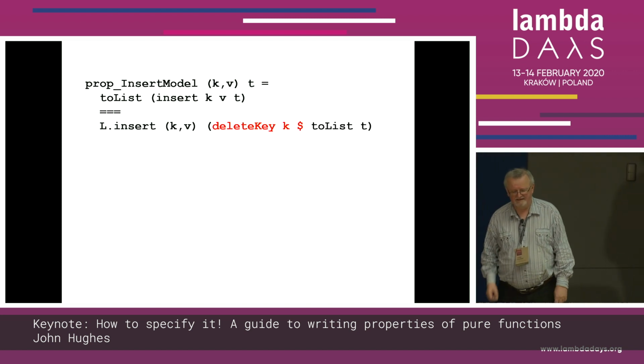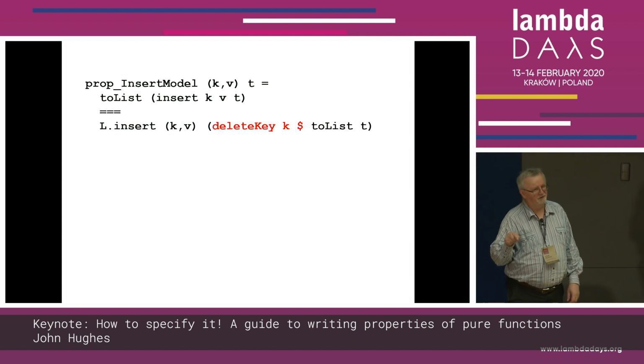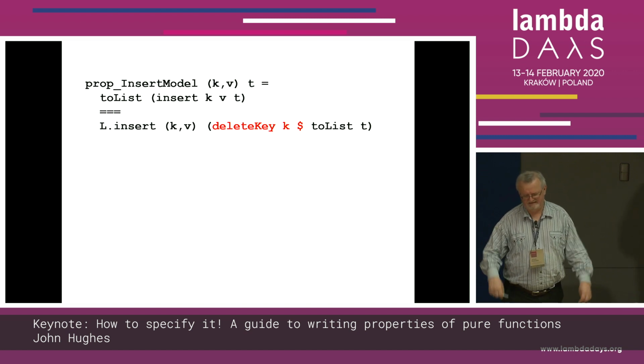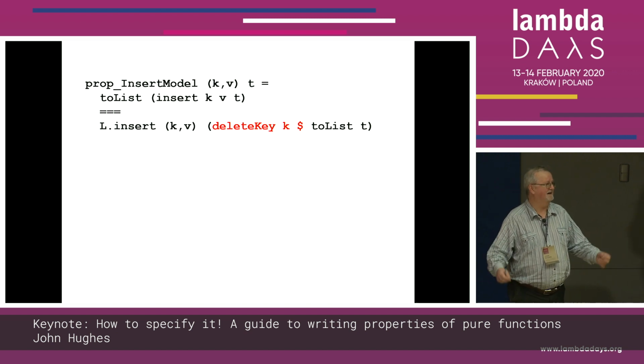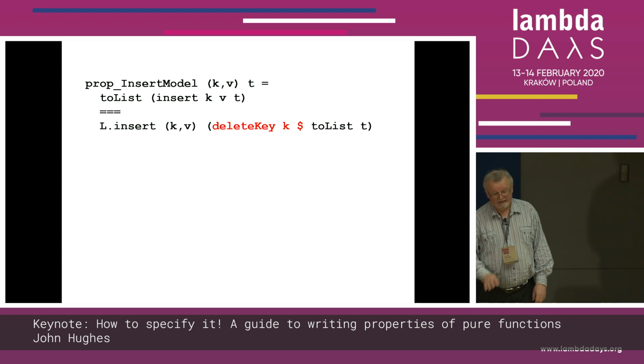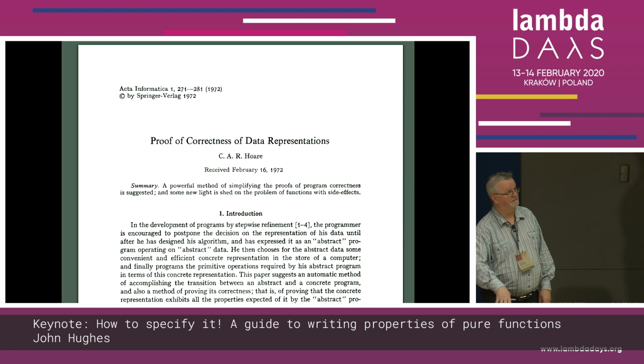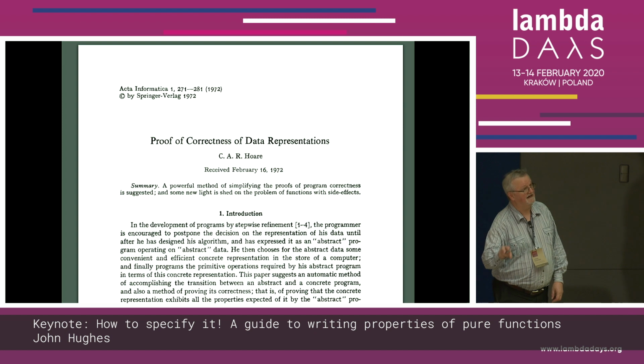All that means is that list insertion was not the right model for tree insertion. But it's easy to create the right model. All I have to do is delete the key before I reinsert it, and then I won't get duplicates on the list side either. And now this property will indeed pass. And it's a great test of the insert function.